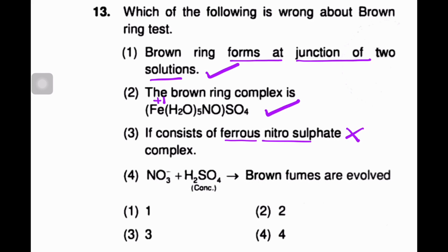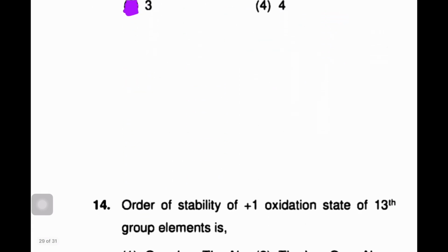Now nitrate ion plus sulfuric acid plus FeSO4, that is missing here, we'll be getting brown fumes. Yes, because we are getting NO, which will get oxidized with air to form NO2 gas. That is the brown fumes. So basically the last one is also correct. So 1, 2 and 4 are correct, whereas the third one is incorrect. Let's move to the next one.